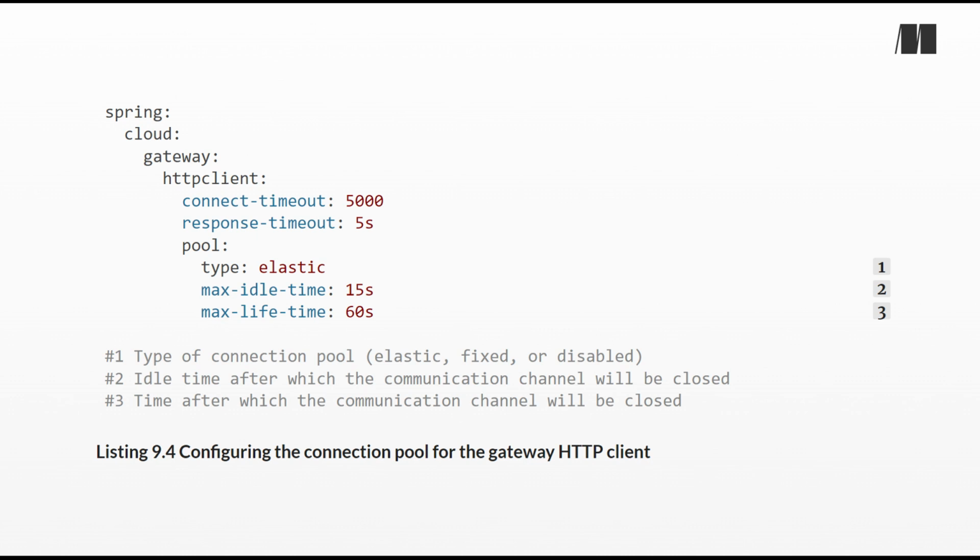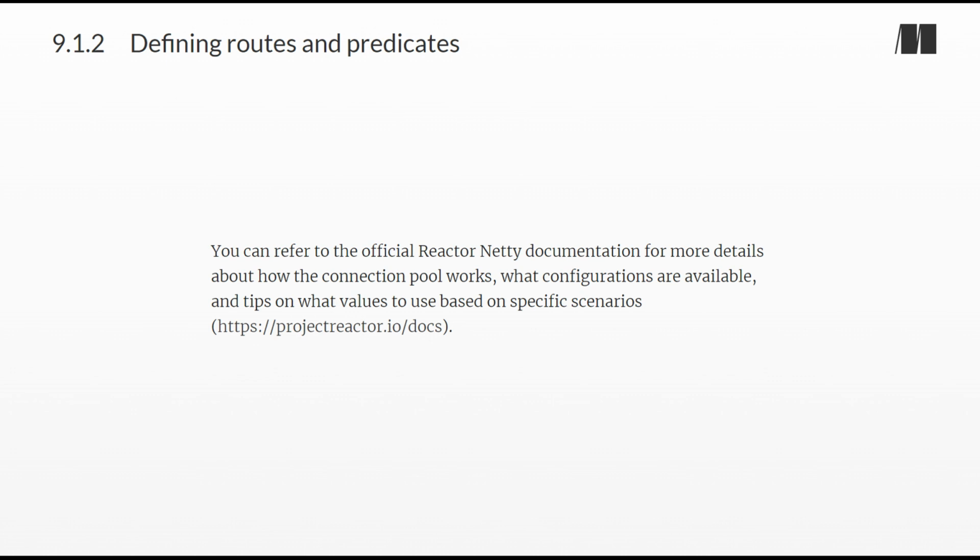You can configure the Netty connection pool in Spring Cloud Gateway through the spring.cloud.gateway.httpclient.pool property group in the application.yml file. Listing 9.4. Configuring the connection pool for the Gateway HTTP client. You can refer to the official Reactor Netty documentation for more details about how the connection pool works, what configurations are available, and tips on what values to use based on specific scenarios, this link.